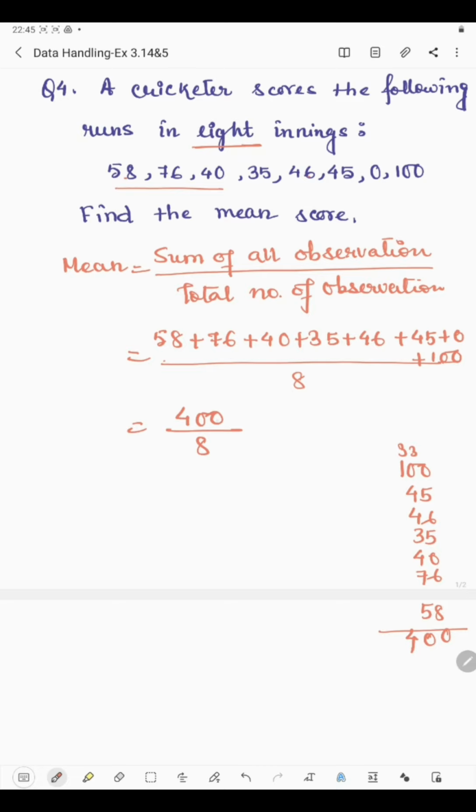Okay, now these two can be divided by 8. So 8 ones are 8, 8 fives are 40, and there is 1 zero, so it's 50. So 50 divided by 1 is 50. So the mean score will be 50. Okay, now coming to the next question.